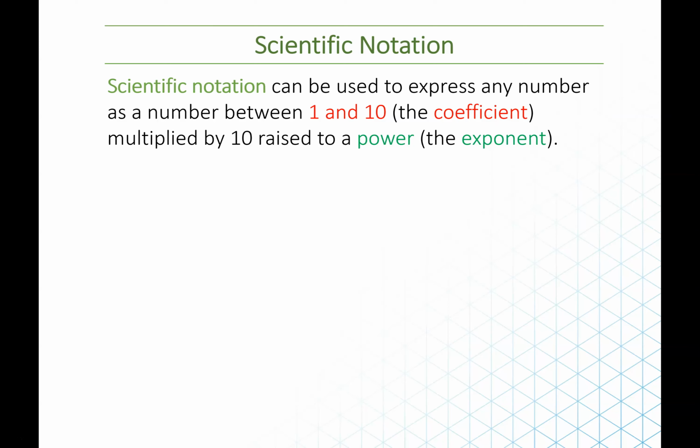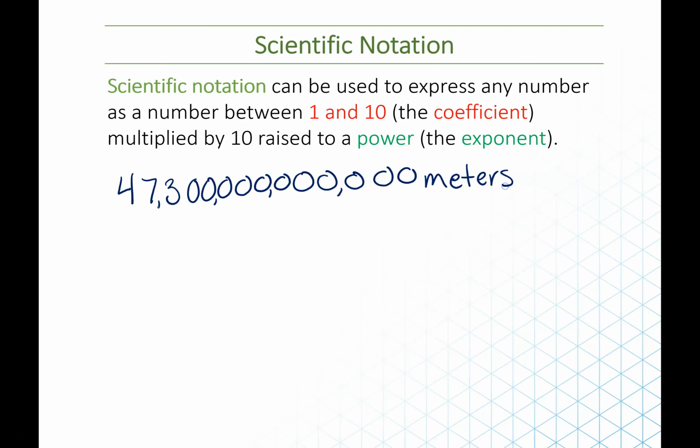So if we have a really large number, for example, okay, we'll add a lot of zeros and we'll give it units because we did talk about units. So we'll say we're measuring a distance and we're talking about meters. So we have a really large number. We want to express this number in scientific notation.